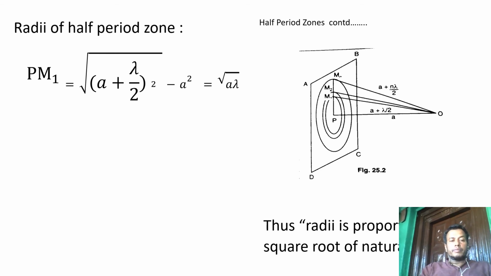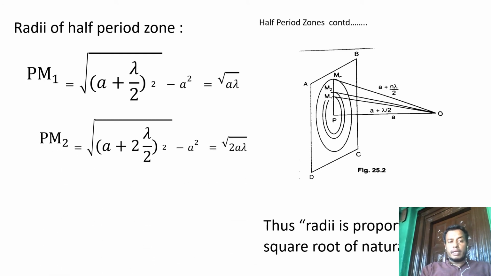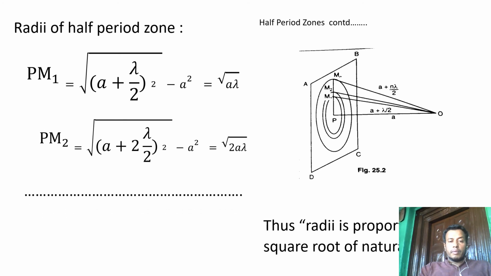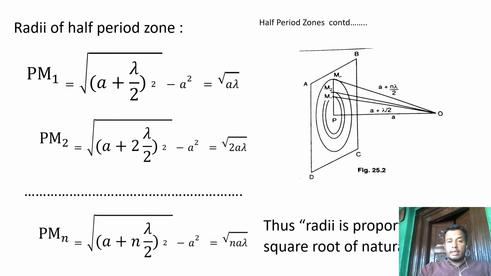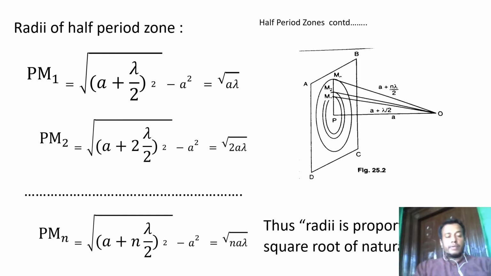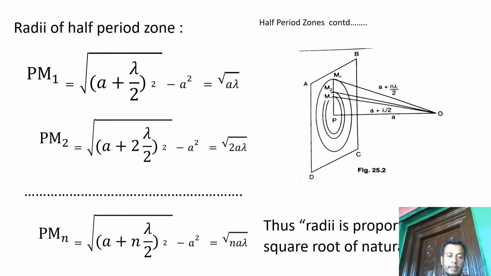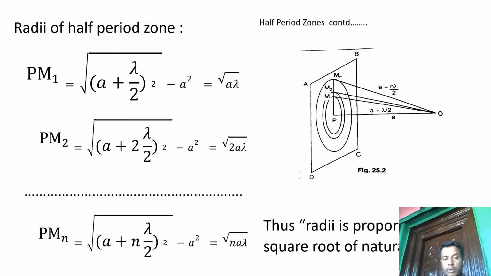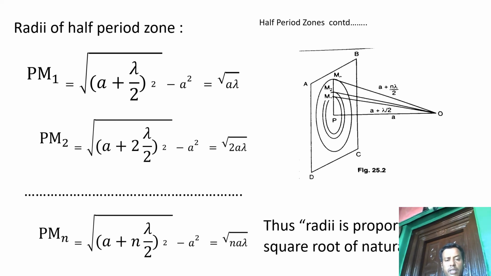So further for the PM2 similarly the value n rises to 2, that is a plus 2 lambda by 2 whole square minus a square is equal to square root of 2a lambda. And further for the nth zone the radius is PMn equal to a plus n lambda by 2 whole square minus a square, and simplify it gives here square root of a lambda, square root of 2a lambda, square root of 3a lambda, like this way for n. So it is square root of n a lambda.